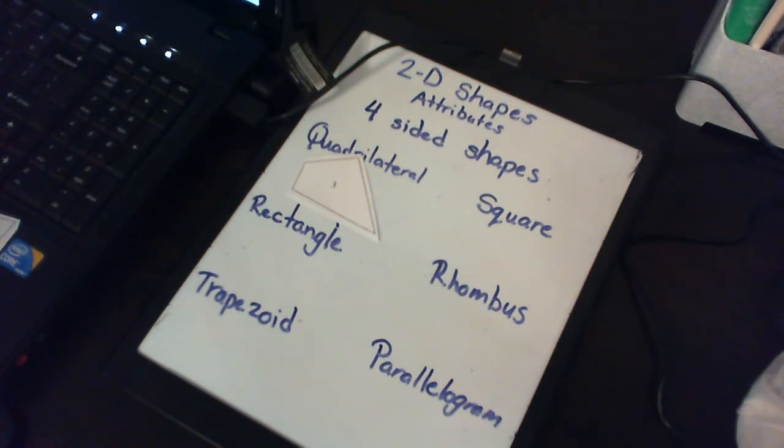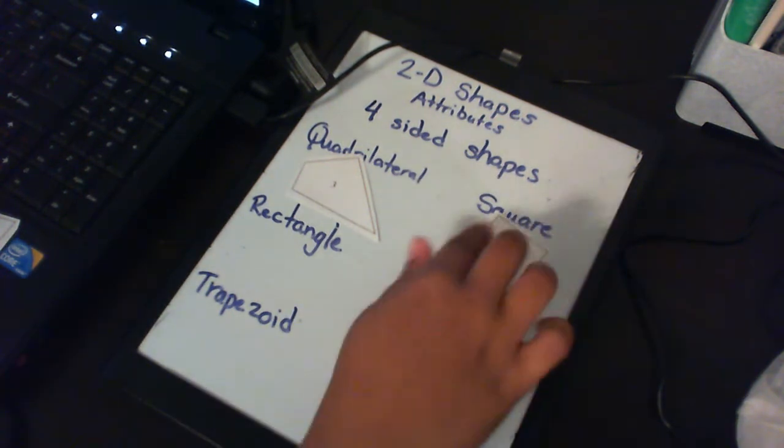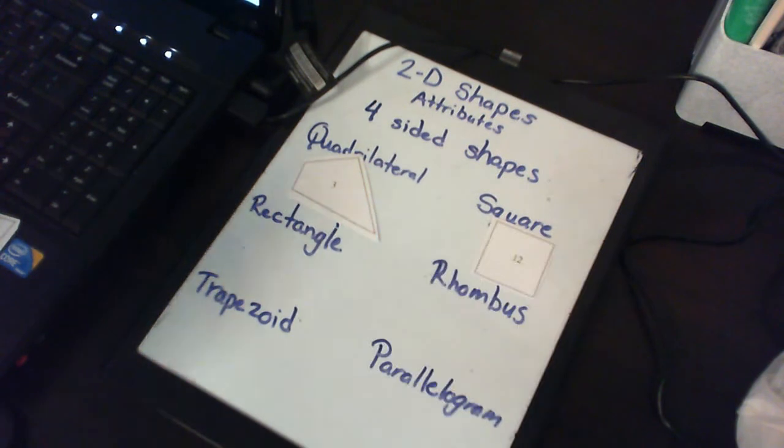A square also has four sides. But the difference between a square and a quadrilateral is all of the sides in the square are the exact same length. So they have all congruent sides. And if all the sides are congruent, then all of the angles must be the exact same. A square has four right angles, and the lines across from each other run parallel. And a square can be divided four different ways based on the line of symmetry.